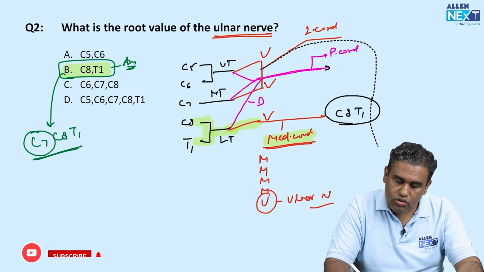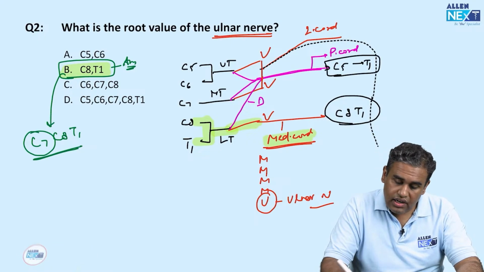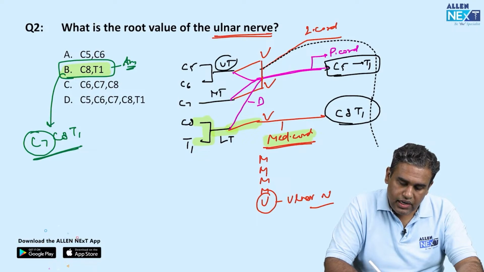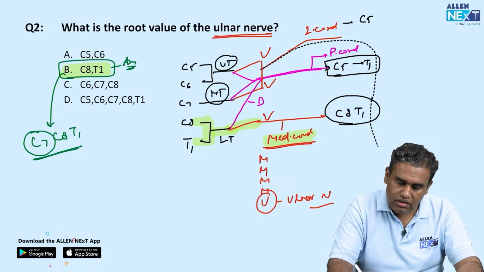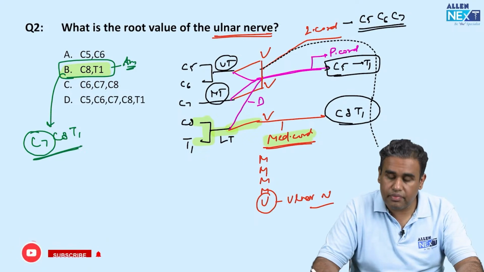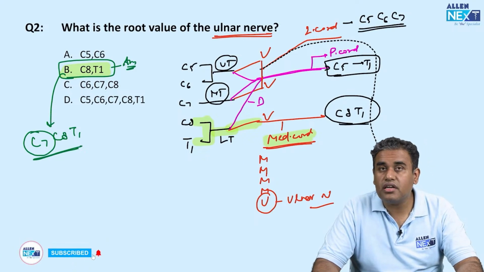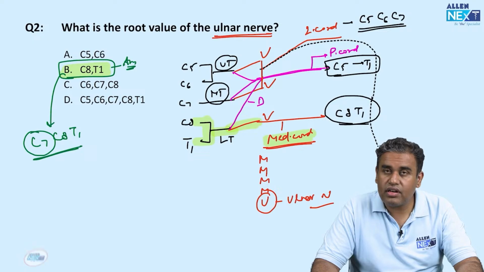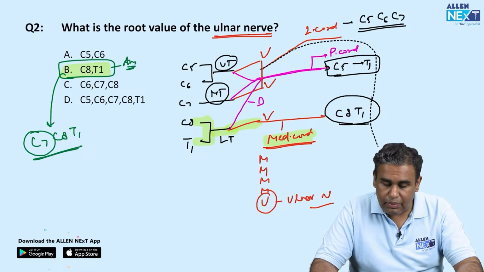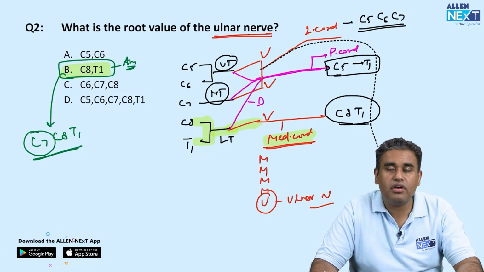Therefore, the posterior cord root value will be from C5 to T1. The lateral cord is from the ventral division of the upper and the middle trunk, so its root value will be C5, C6, C7. Understand? Medial cord we have already seen, C8, T1. Right? This will help you in not just memorizing but understanding the root values of different nerves.